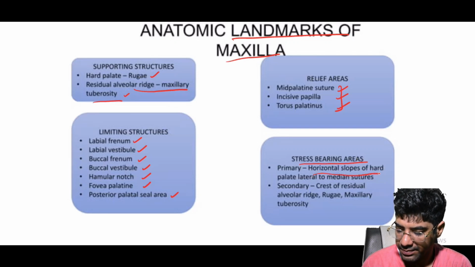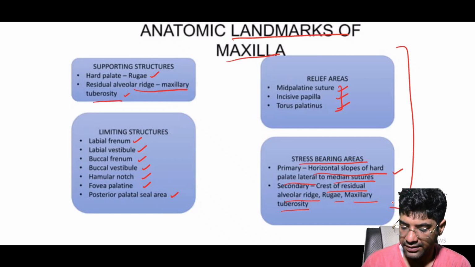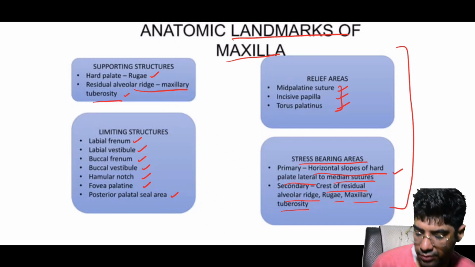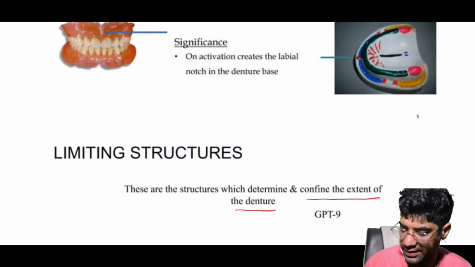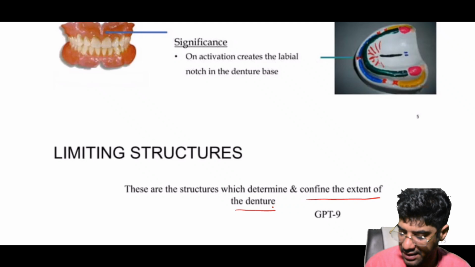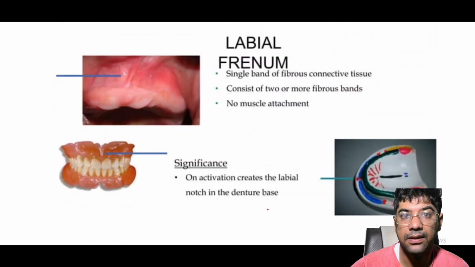The primary stress-bearing areas are the horizontal slopes of the hard palate to the median suture, and secondary stress-bearing areas are the crest of the residual alveolar ridge, rugae, maxillary tuberosity. These all we will discuss one by one. So the first we are going to discuss is the limiting structures. These are the structures which determine and confine the extent of the denture.